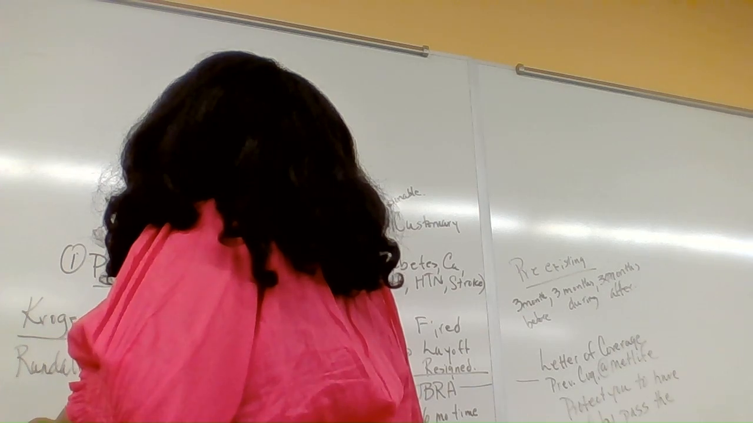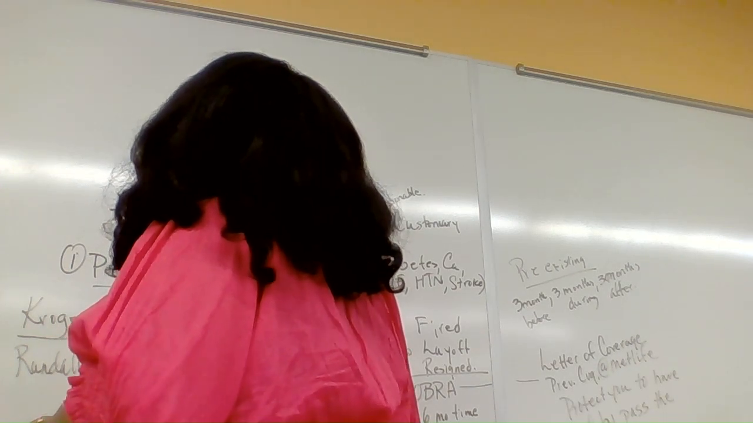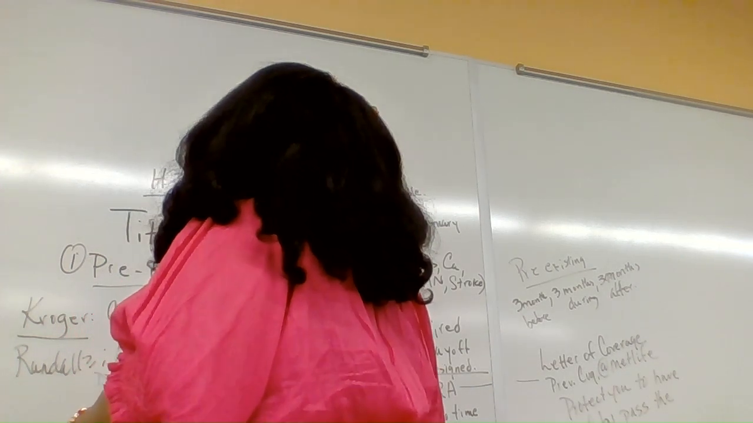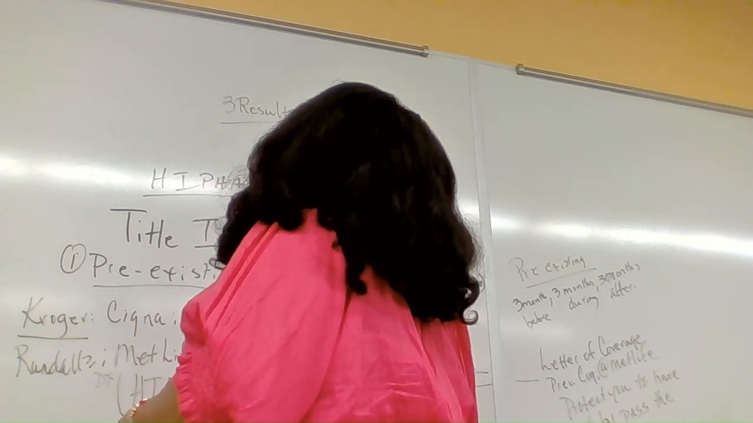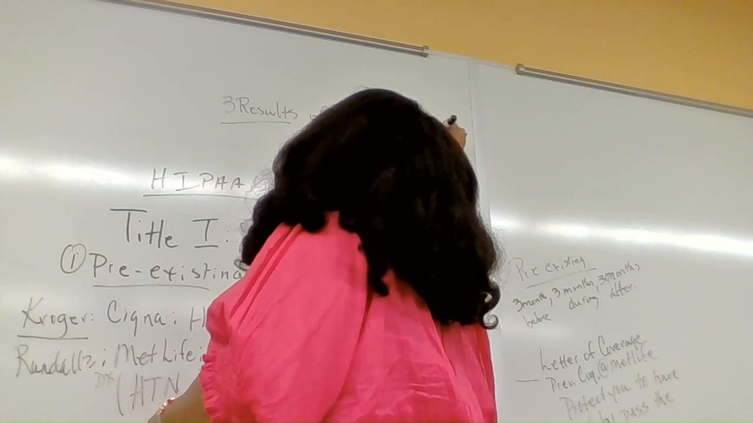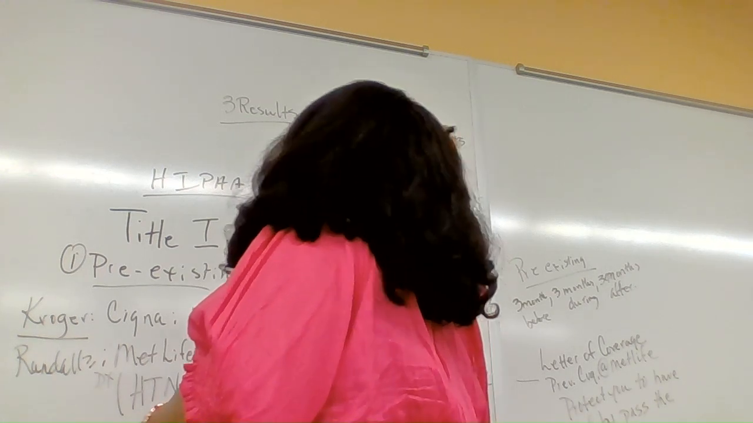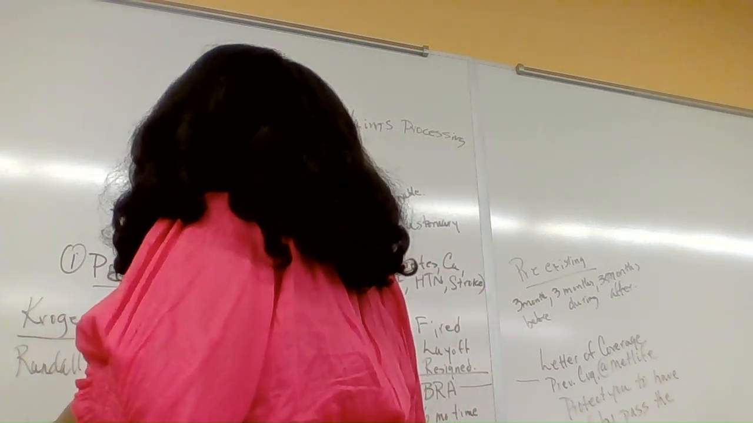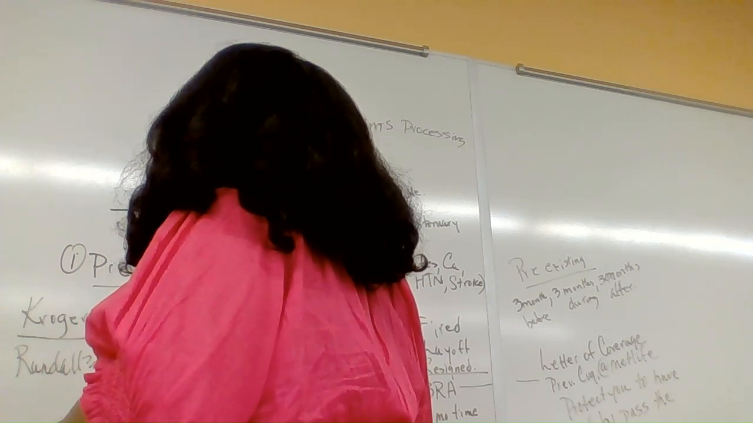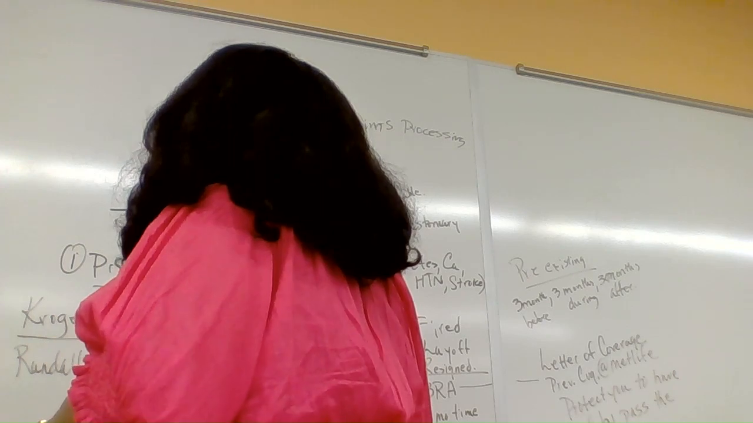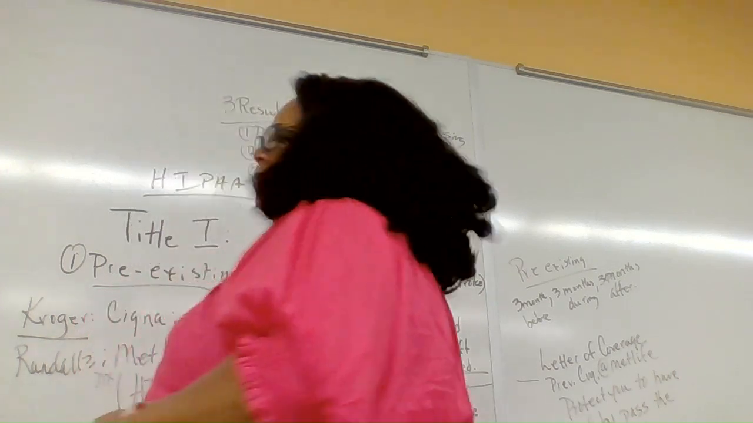I know I'm kind of moving all over the page, but I'll come back to it. The 3 results of claim processing. Y'all are going to learn that when we talk about adjudication of a claim. One is paid, pended, and denied. Okay.